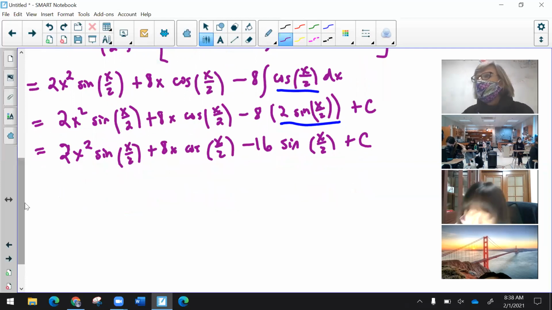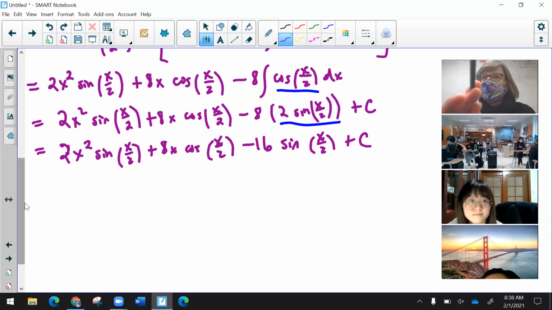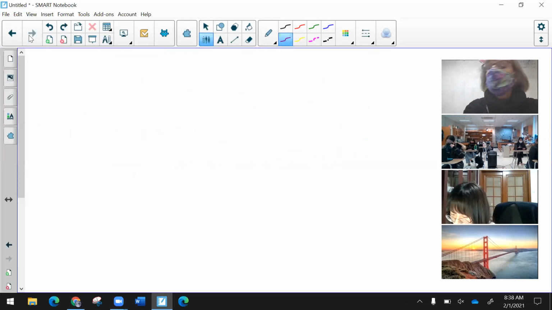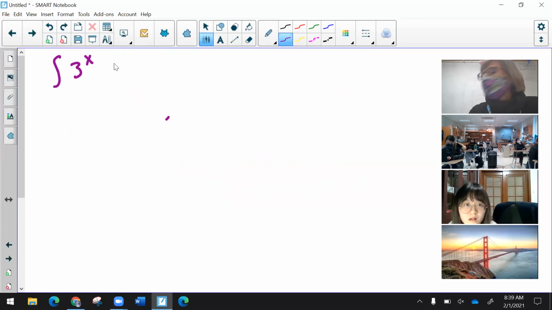Okay, good? Okay, we all right? Okay, so let's try another one. Our next one allows us to review taking the derivative or the integral of a to the x. All right, so our example is the integral of 3 to the x cosine x dx.